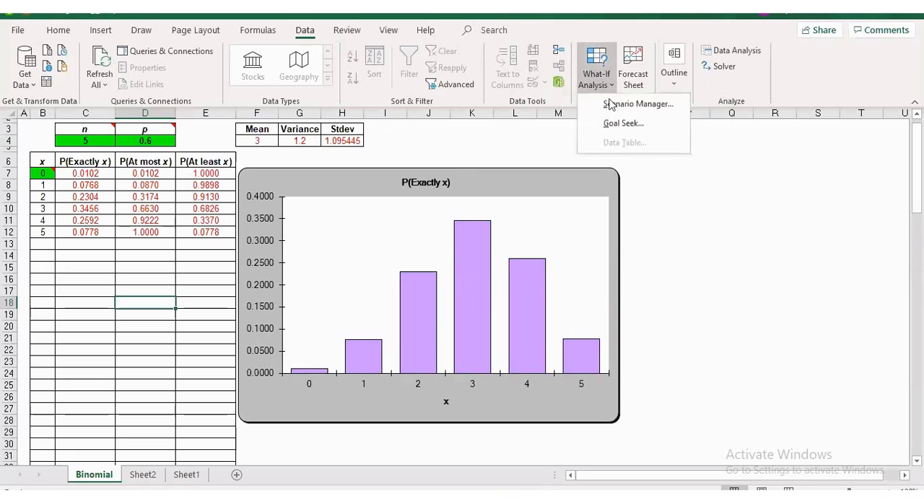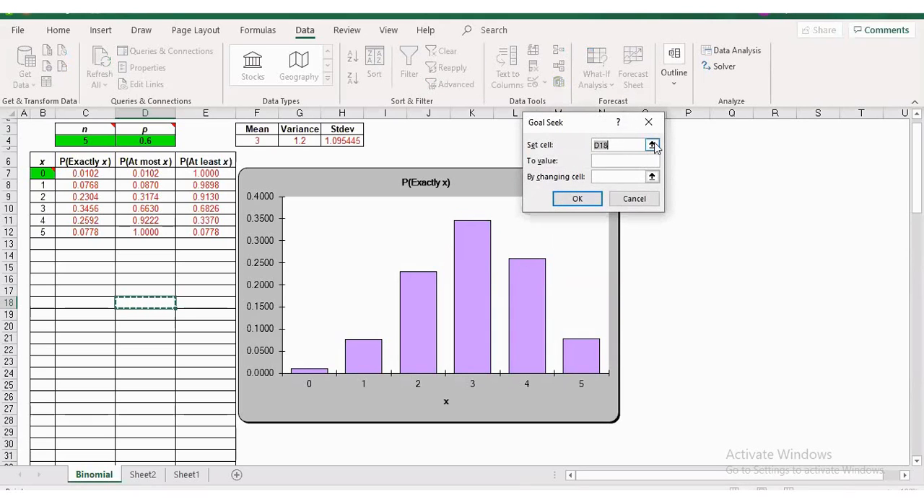What if, right? Goal seek. Where is this available? Maybe based on the version of your Excel, you need to find out. Data, what-if, goal seek. How much do I need to keep? Which is the cell I need to set? This one? To what value? Let's say 0.95 this time.